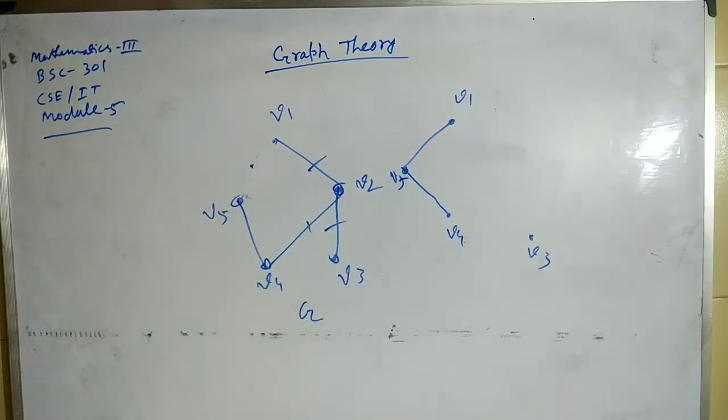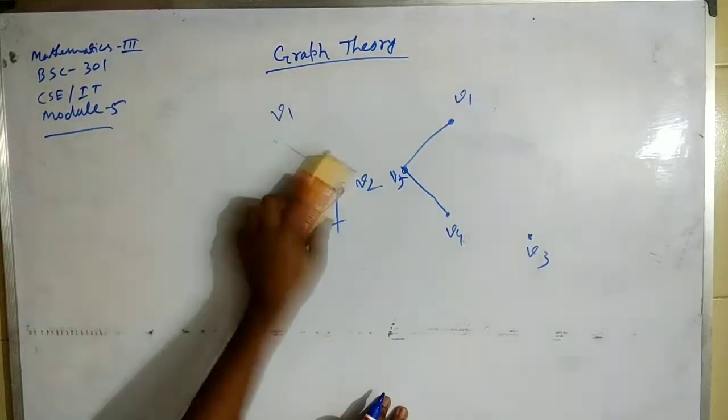So deletion of a vertex means the vertex will be deleted as well as the edges adjacent with that vertex will be deleted. But the deletion of an edge does not mean that the adjacent vertices with that edge will be deleted. Okay? So the next topic I will tell you is very important.